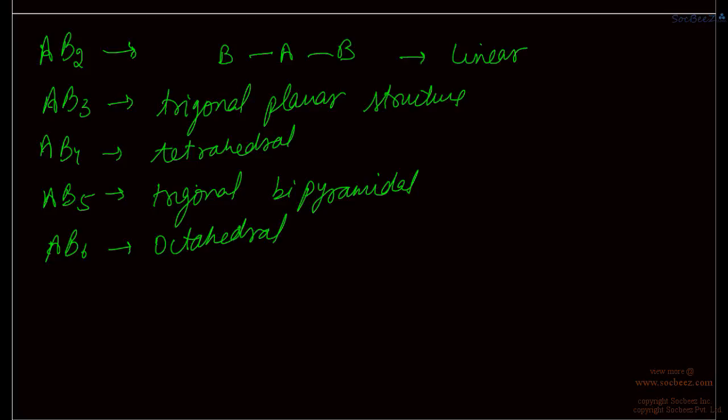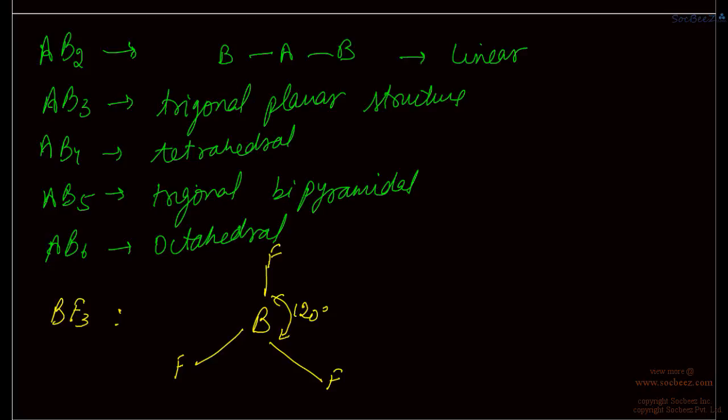Okay, but the story is not finished here. Suppose in the case of BF3, B acts as the central atom, and fluorine should be arranged such that the repulsion between the bonds is minimum. Therefore, there is only one arrangement. The fluorines are the vertices of an equilateral triangle, and the angle between these fluorines will be 120 degrees. So this is the case when only BF3 is there and there is no lone pair on the central atom.